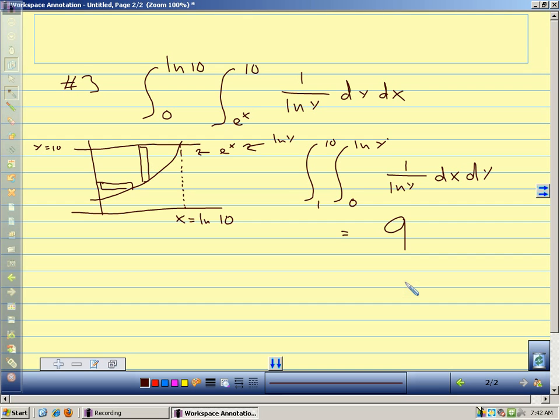Any questions on double integrals and volume? Our homework tonight is just some more double integrals with volume. I love double integrals. And when we do triple integrals, that's even more fun.